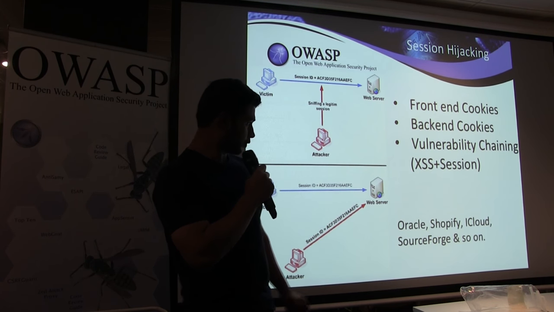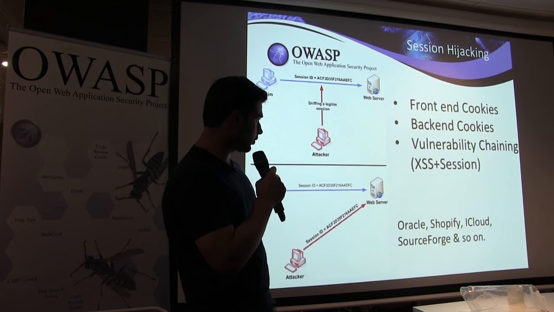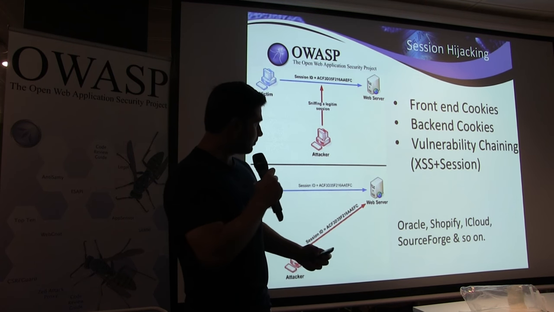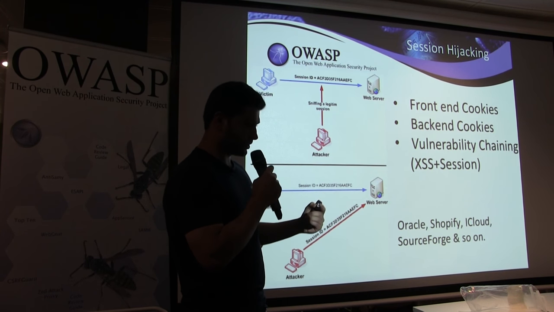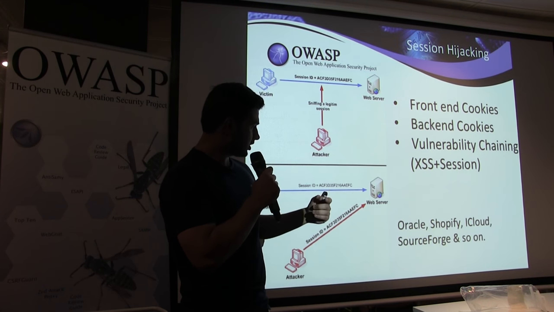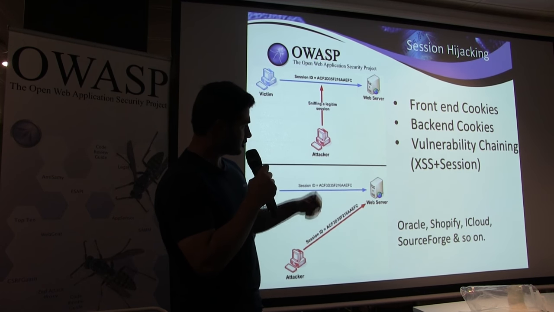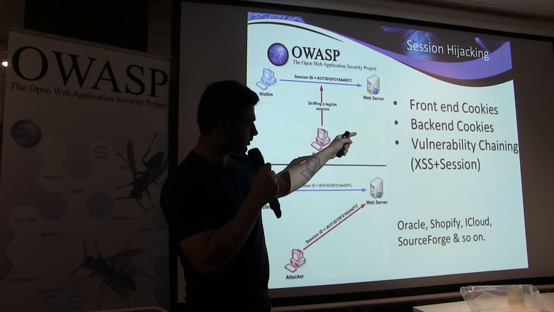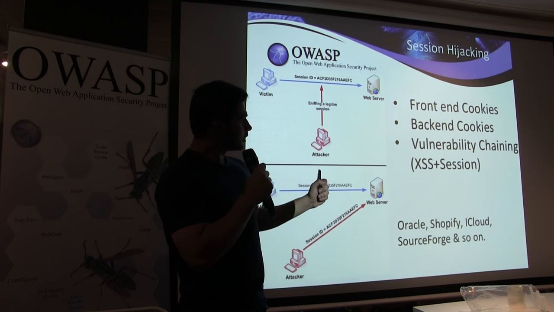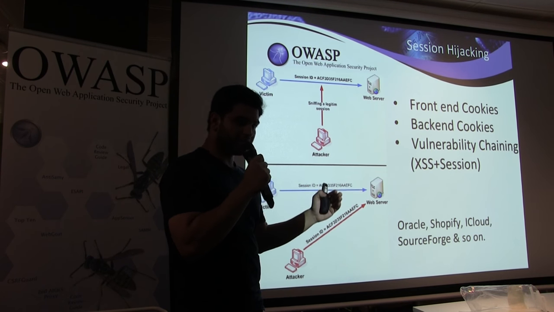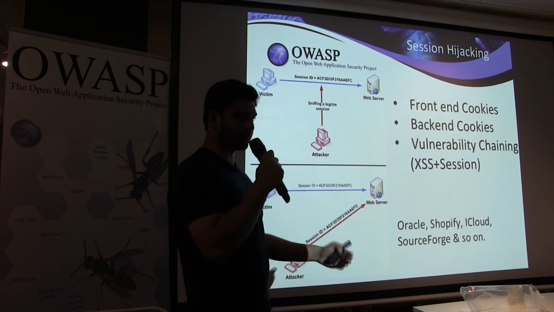I have reported this vulnerability to top organizations, including Oracle, Shopify, iCloud, SourceForge, and so on. The developer actually made a mistake. The logout function is not properly implemented in most web applications. The logout function does not destroy cookies on the backend server. They only destroy cookies on the frontend, in the victim's browser. If the cookie is still valid on the backend server, an attacker having the cookie can validate it against the backend server and impersonate the victim.